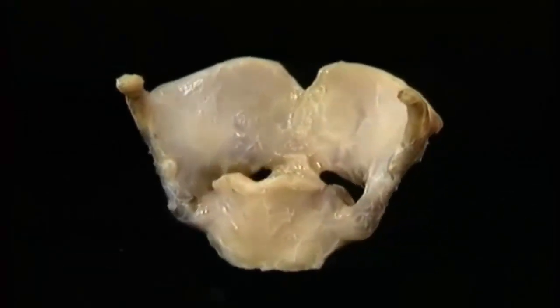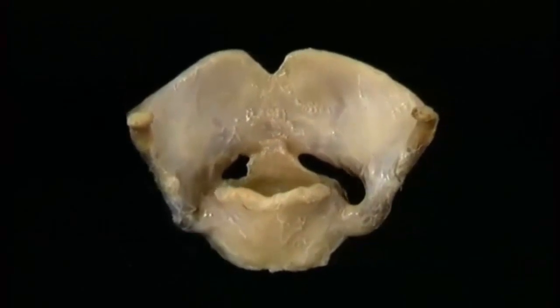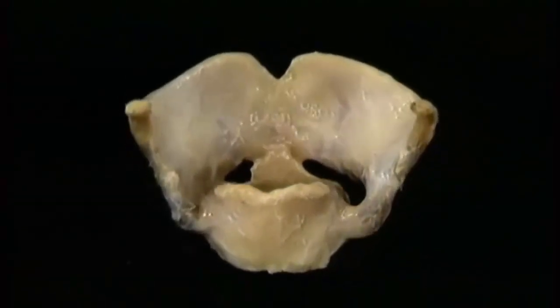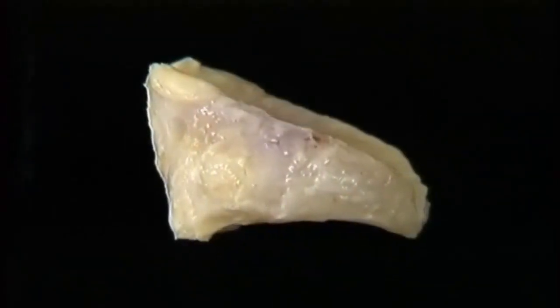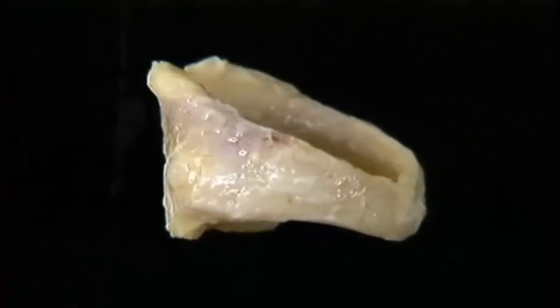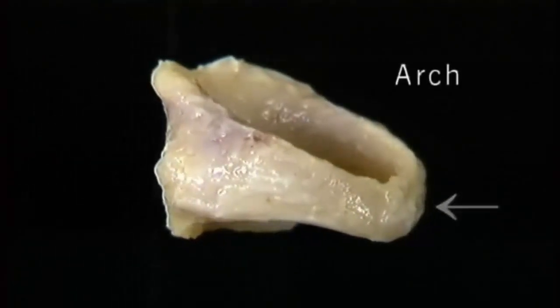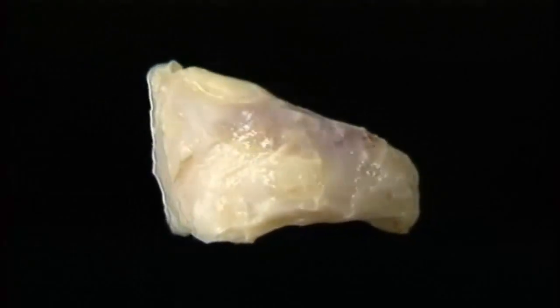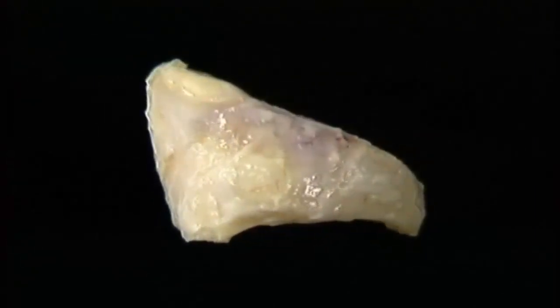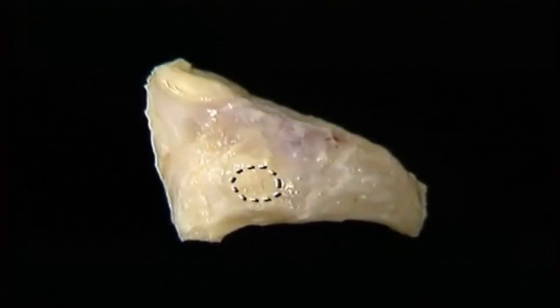Unlike the thyroid cartilage, which is open at the back, the cricoid cartilage forms a complete ring. Let's look at the cricoid cartilage by itself. It's much taller behind than in front. The narrow part in front is the arch. The tall part behind is the lamina. The inferior horn of the thyroid cartilage articulates here.